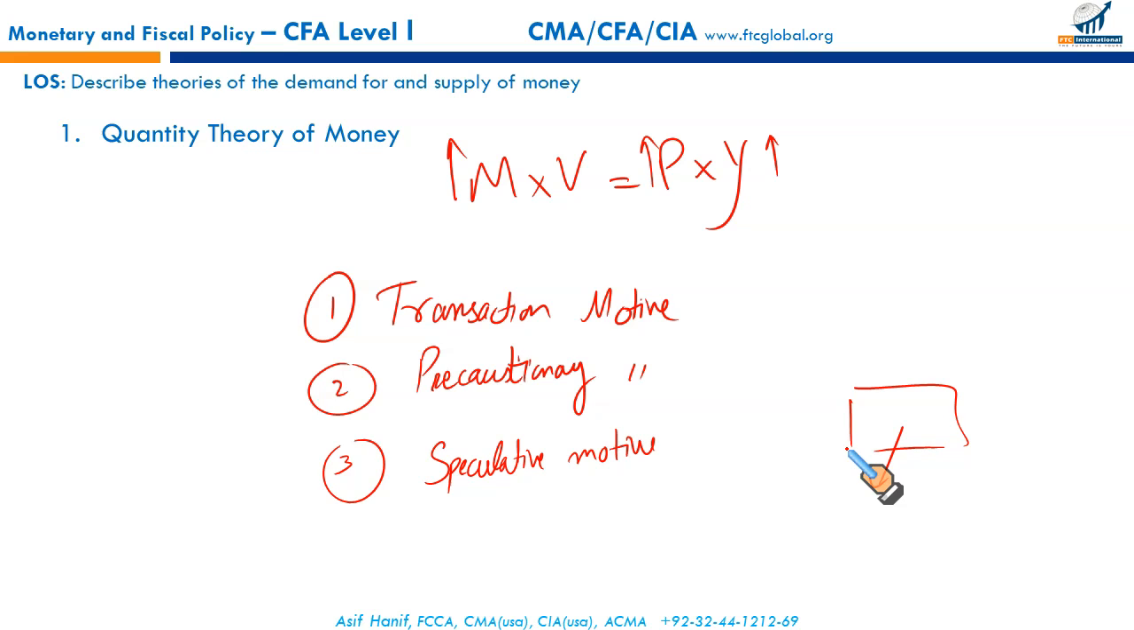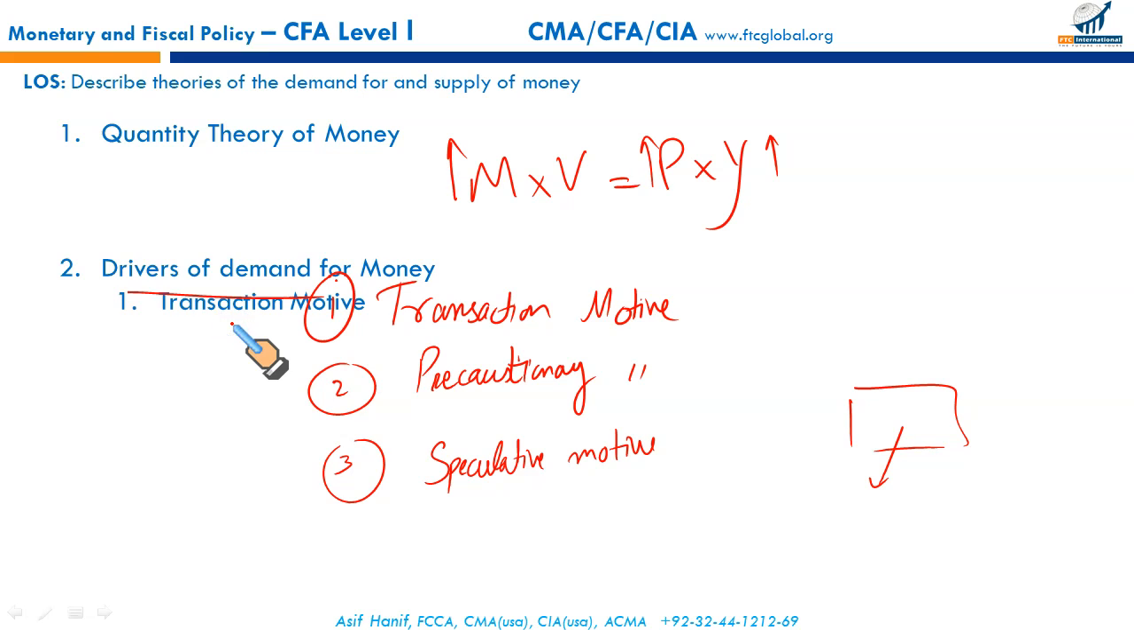All right. Next, these are the drivers of money which we have already discussed. These are the 3 drivers given by John Maynard Keynes: transaction motive, precautionary motive, speculative motive, already discussed. Next, LOS.